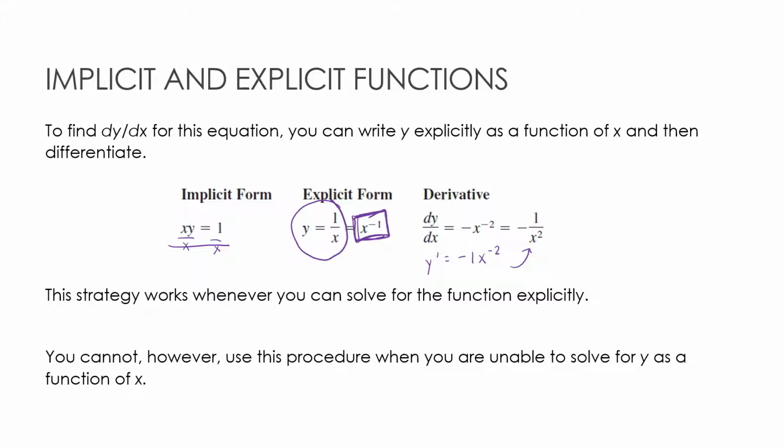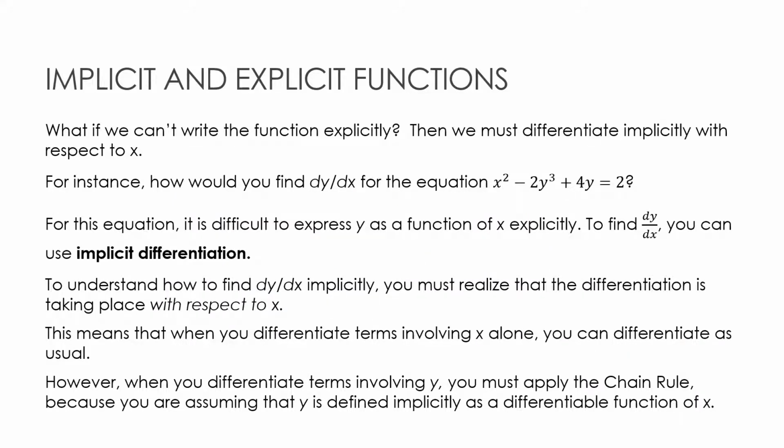This was a very easy example, but let's take a look at some that are not quite as easy, where we can't solve for y necessarily as a function of x. So if we can't, then we have to differentiate implicitly with respect to x. So this is where things are going to be a little bit more difficult. For instance, let's look at this function. Can I do anything to get the function to be y equals something? No, I sure cannot. So in order to differentiate that function, I would have to use implicit differentiation.